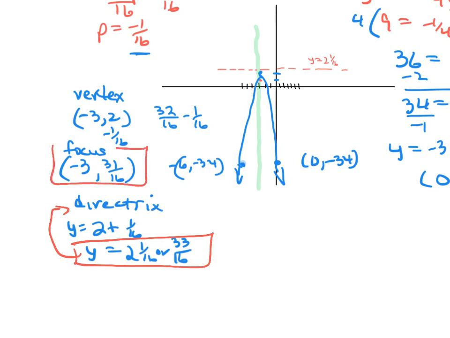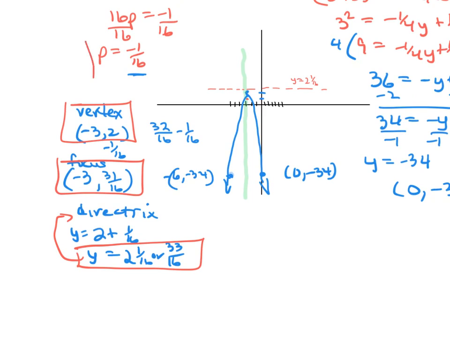This is your focus, your vertex, your p-value, and then either this additional point or this. Yeah, either one. This is also the y-intercept. Let's do one more example and then we're done.